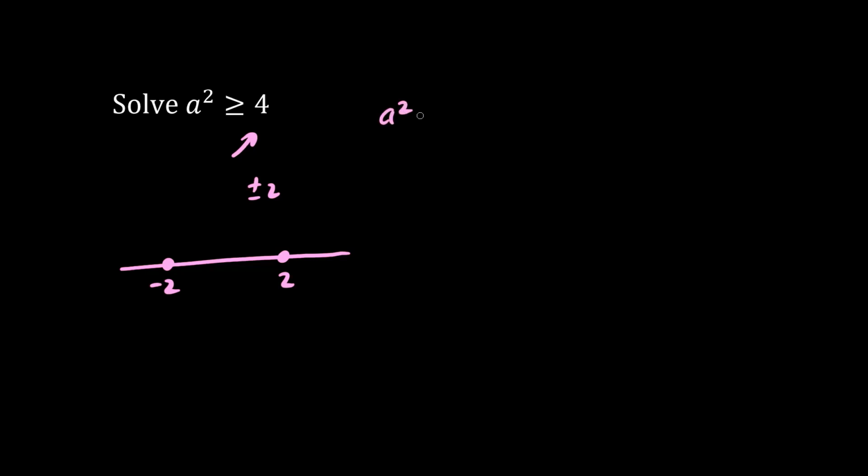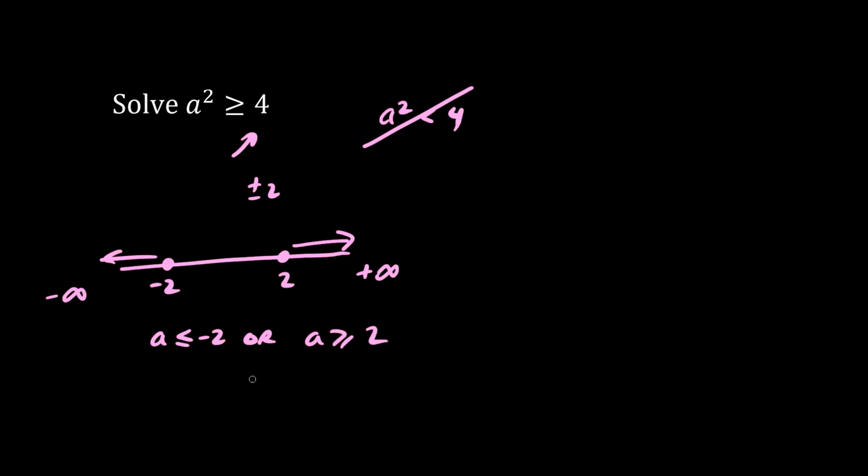Previously, when we have a question like a squared is less than 4, we focus on the domain being between these two values. However, when it's greater than or equal to 4, we're going to focus on away from these two numbers. So this is towards negative infinity, and heading towards the right, we're heading towards positive infinity. So the answer is a is less than or equal to negative 2. We copy the equal sign because it's in the question up here, or a is greater than or equal to 2.